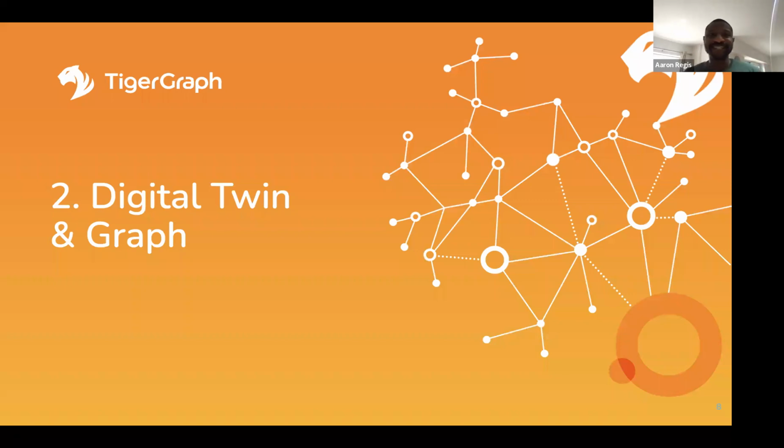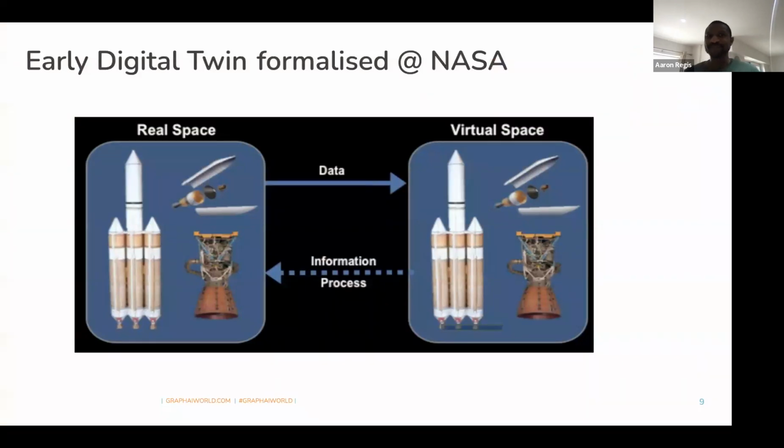It's a bit of a buzzword that is gaining prominence, and everyone's talking about digital twin at the moment. So I'm just going to give a bit of an explanation of digital twin and why graph in particular is driving the reemergence of digital twin as a concept. So digital twin is not new. It's been around since the 60s, formalized by NASA. And the idea is that you've got your real network of things.